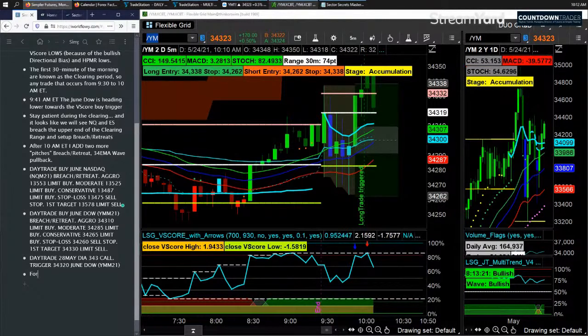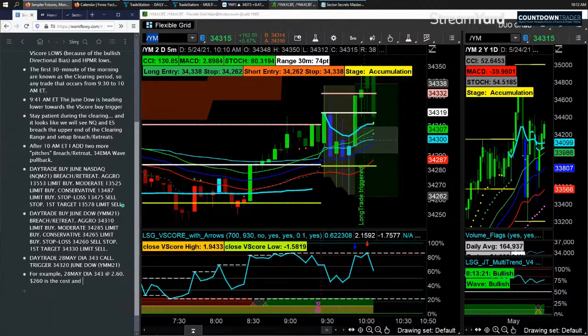So, for example, 28 May DIA 343 is right now trading at about 260. That was a fairly easy fill. That's where the last trades were going on. So $260 is the cost, and 25% of that premium, of that cost, is the risk. Simple market money math. For me, that's what I'll focus on. That 310 level, well, I like that 310 level. It's a 38.2% retracement of the clearing range high-low.